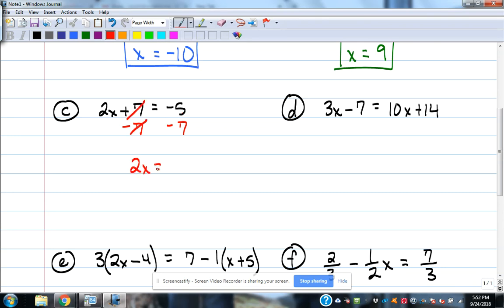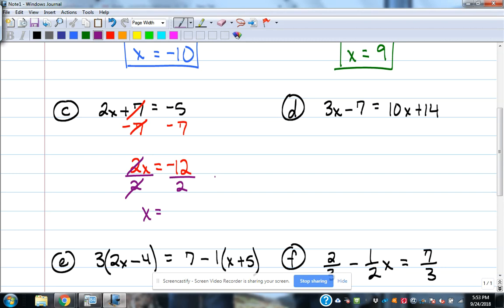There's 2x is equal to what's -5 minus 7. -12. And then one last step to get x by itself. Divide by that 2 that's on the variable. They cancel each other out.